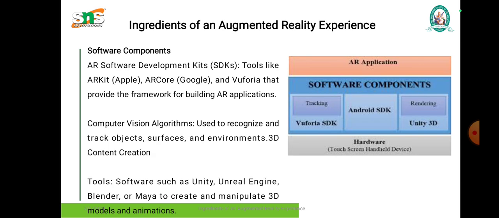And the next one is software components. The software components are AR software development kits, and computer vision algorithms and tools. So these are the main software components of an AR. The AR software development kits describe the tools and kits like ARKit by Apple and ARCore by Google. These provide a framework for building AR applications, and the computer vision algorithms are used to recognize and track objects, surfaces and environments.